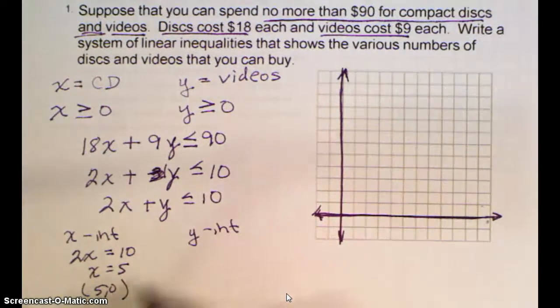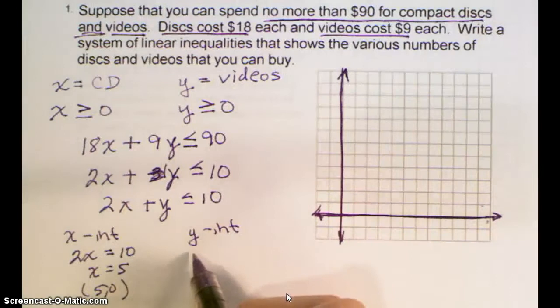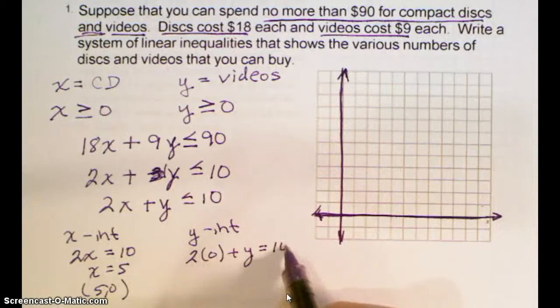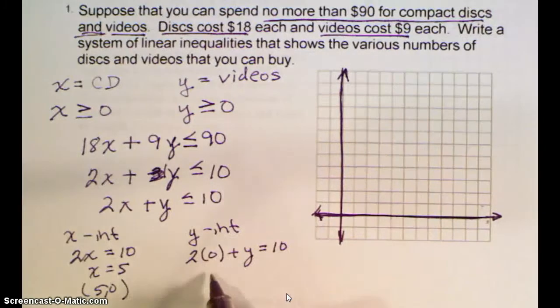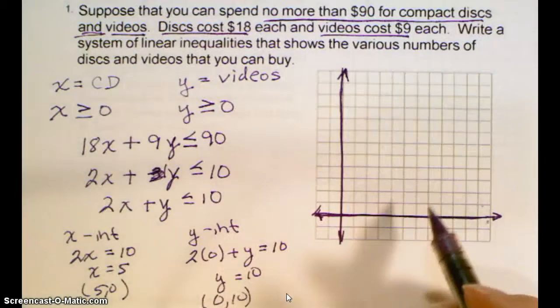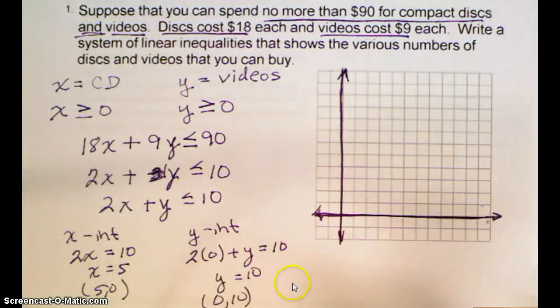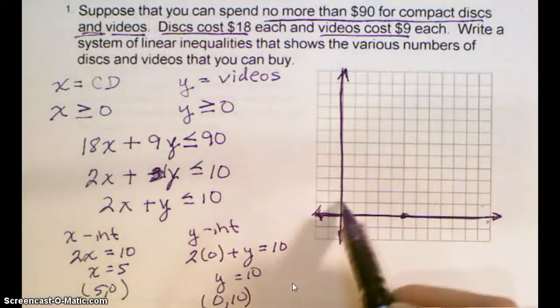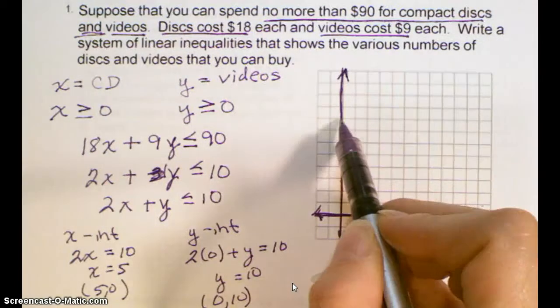If I want the y-intercept, I want y, which means x is 0, and I'm looking for y. I'm going to treat this like an equation, so that means y is 10. So my intercept is 0, 10. Okay, so let's go ahead and graph those two points. 1, 2, 3, 4, 5, 0. 1, 2, 3, 4, 5, 6, 7, 8, 9, 10.